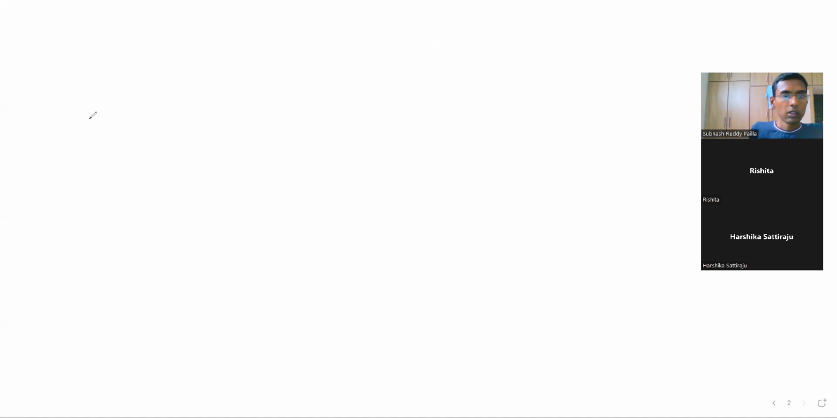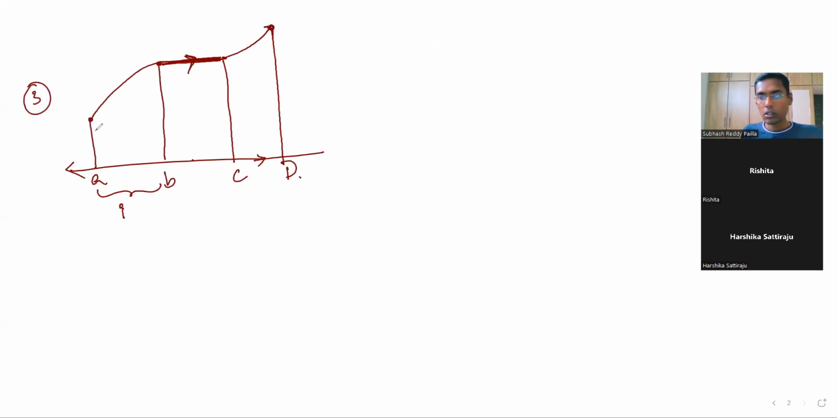From A to B, it is increasing or decreasing? We can't see the graph. We're not able to see anything on the board, the screen is blank. Are you seeing anything? Yes, now we can.